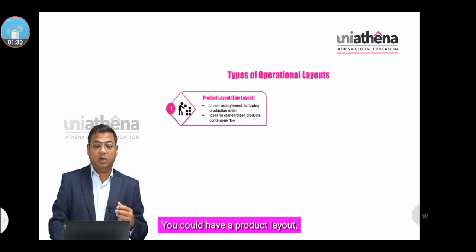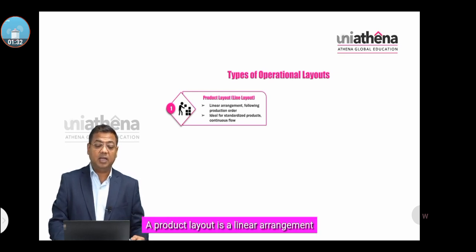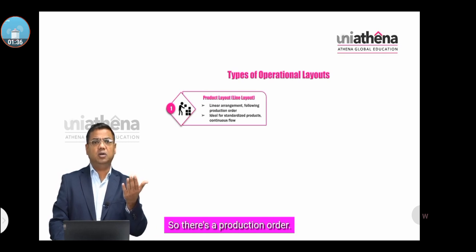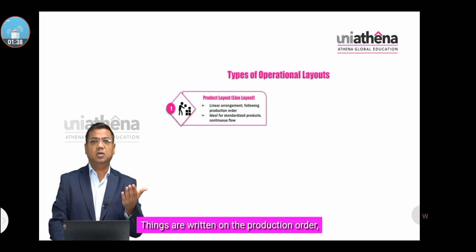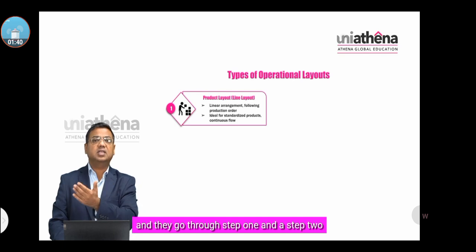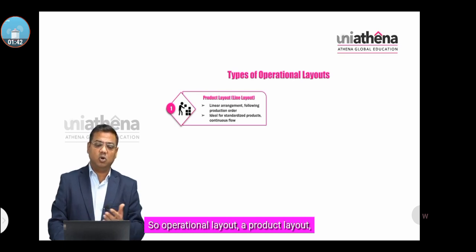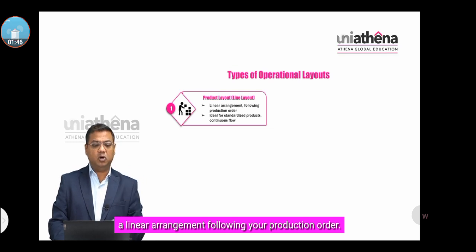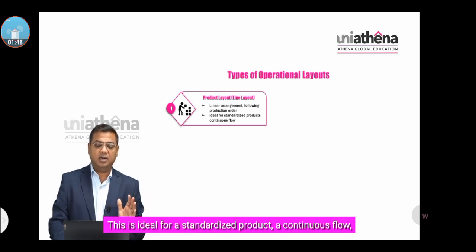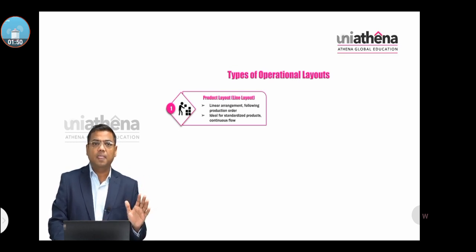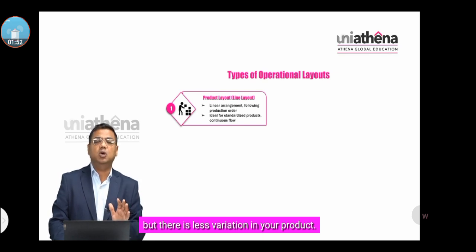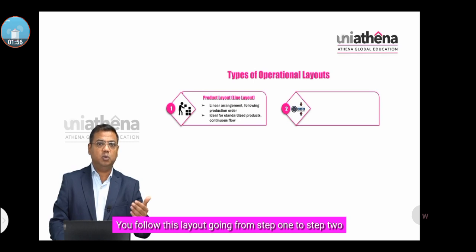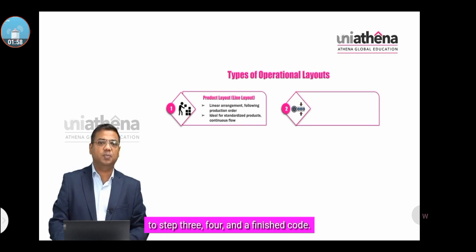You could have a product layout, which we call a line layout. A product layout is a linear arrangement following your production order. There's a production order, things are written on the production order, and they go through step one, step two, step three and step four. So a product layout is a linear arrangement following your production order. This is ideal for a standardized product, a continuous flow, where there is less variation in your product. You go from step 1 to step 2 to step 3, 4, and a finished good.